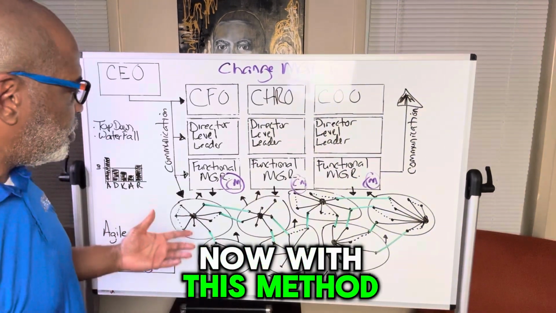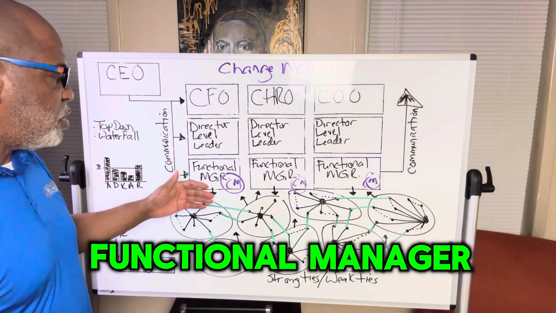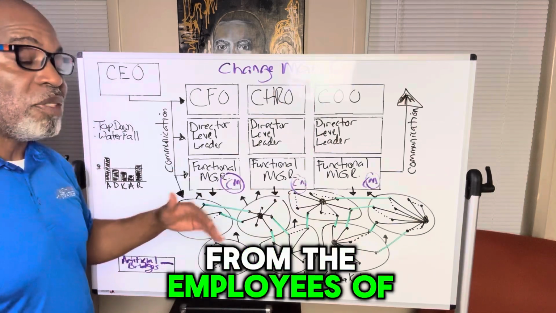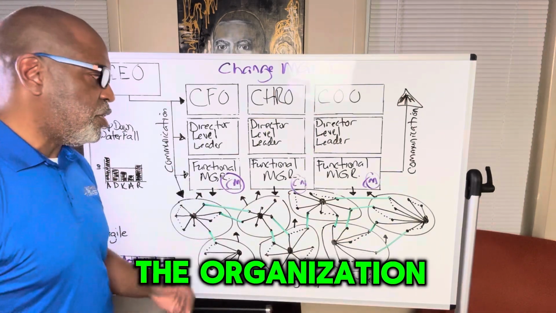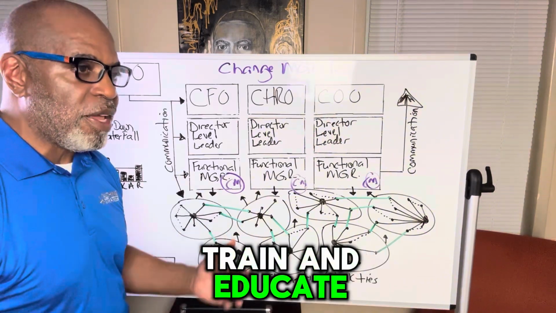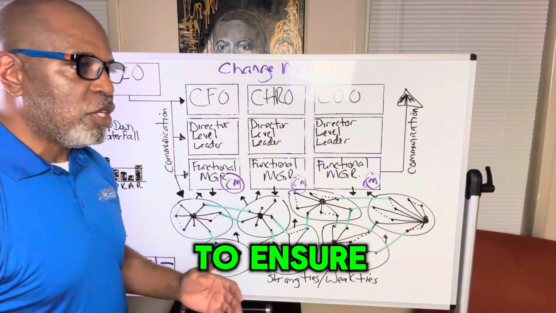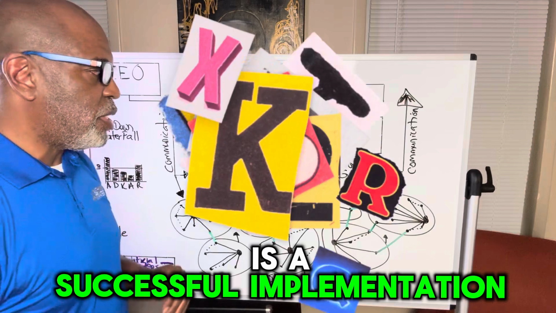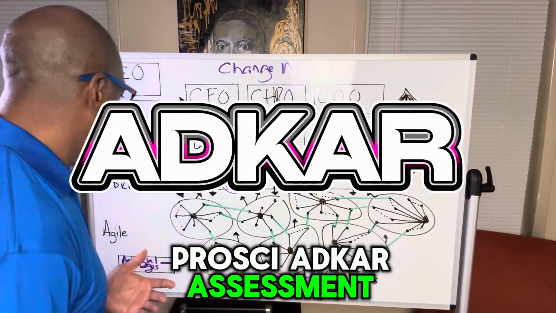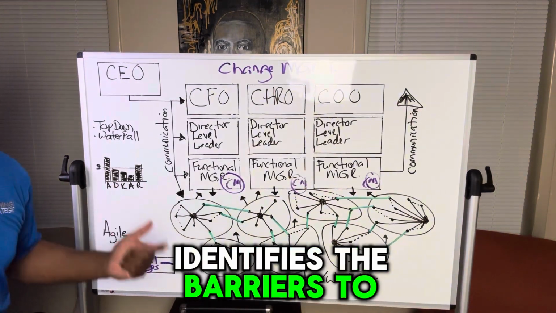Now, with this method, the change manager works directly with the functional manager to communicate signals that he or she is hearing from the frontline employees in the organization. But the functional manager and the change manager work together to train and educate the actual frontline workers on the things they need to do to ensure that there is a successful implementation. One way this is done is through a ProSci ADKAR assessment. As you can see over here, the ADKAR assessment identifies the barriers to change.